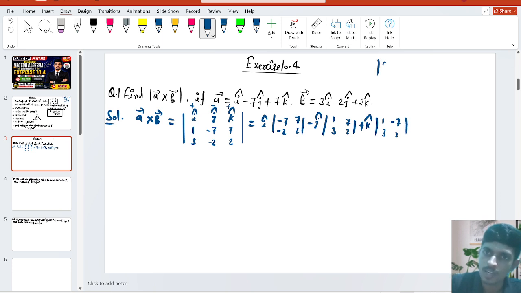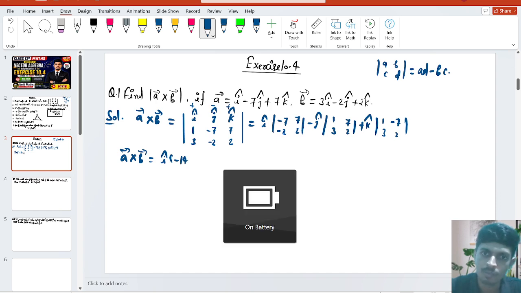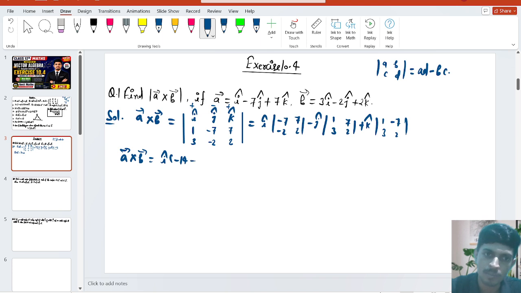You already know the solving method for a 2 cross 2 determinant, ab cd, like a into d minus b into c. So simplify it like that. A cross B is equal to i cap, minus 7 into 2, this becomes minus 14. So minus 2 into 7 is minus 14, minus minus plus, 14. Okay, so I hope it is clear to you.